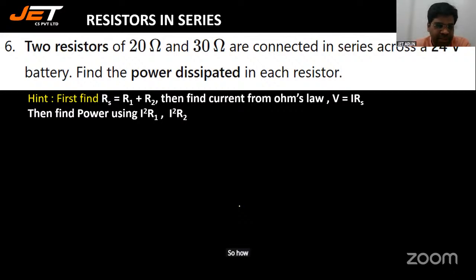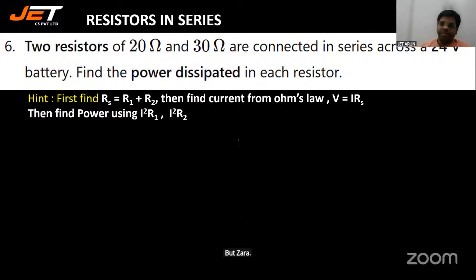So how do we do this? Yes, RS is pretty good, Sharon. That's the first step. Next, I'll find the current. Okay, Zaya's already got the answer. Good. How much is the current you've got? 24 by 50, right? Good, Zara.